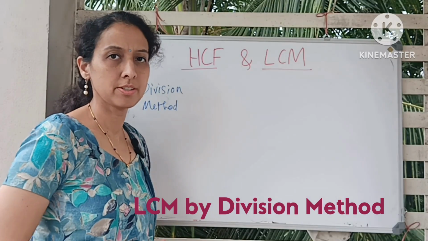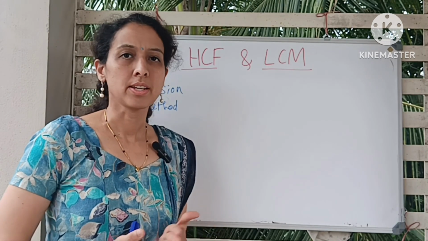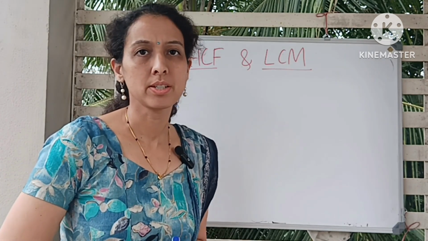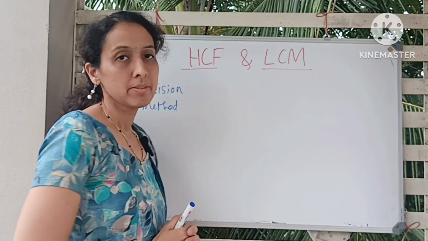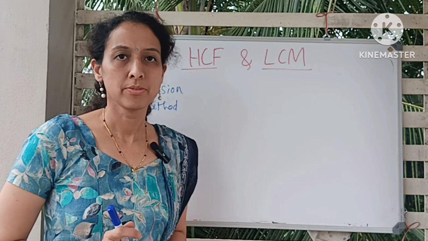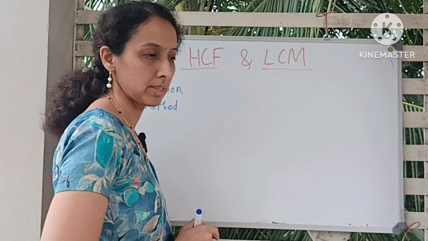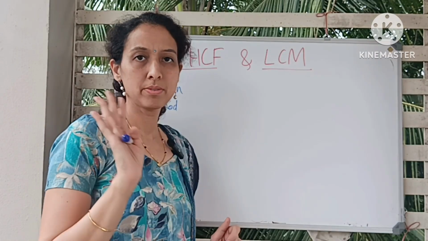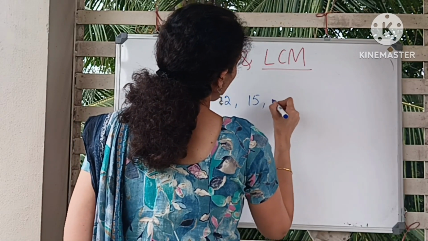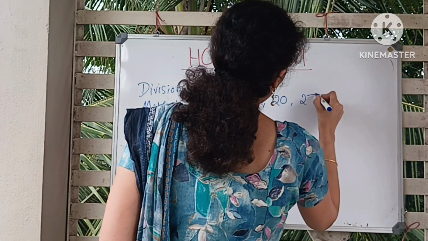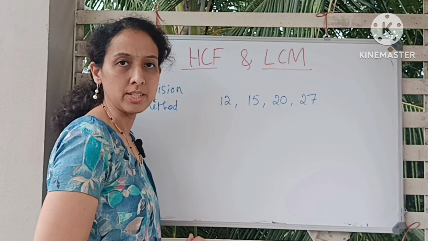Let us see the division method for finding the LCM. If more than two numbers are there, like when we are finding a common denominator for multiple fractions, then the prime factorization method for LCM finding is going to be difficult. So we use the division method. Here let me take an example with four numbers: 12, 15, 20 and 27, and find the LCM of these.